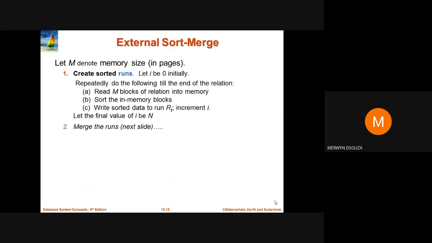In step 1a, we read M blocks of the relation into memory. In step 1b, we sort the in-memory blocks, that is, whatever blocks have been fetched into memory are sorted. In 1c, the sorted blocks are written back to the run, and then we increment the value of i. The final value of i will be N. In the second step, we will merge the runs. We will see how to do the merging in the next slide.